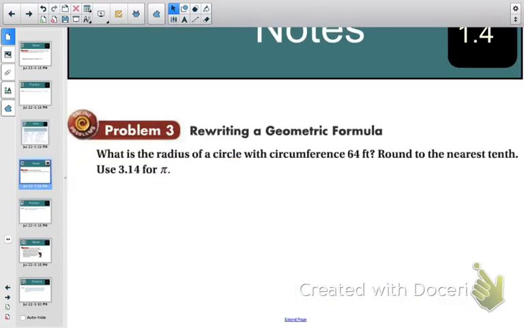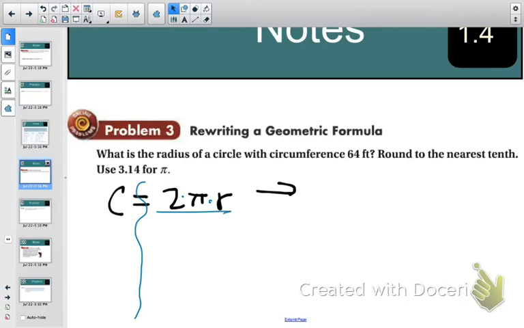Alright. This says, what is the radius of a circle with the circumference of 64? Round to the nearest tenth and use 3.14 for pi. So, we know the circumference of a circle is C equals 2 pi r. If you want to find the radius, we could solve this for r first. Here's r. This is all being multiplied. So if I want to solve for r, I just need to divide by everything that's being multiplied to r. So divide by 2 pi. Divide this by 2 pi. So then I'm left with r equals C, your circumference, divided by 2 pi.